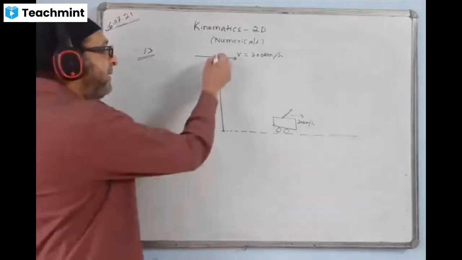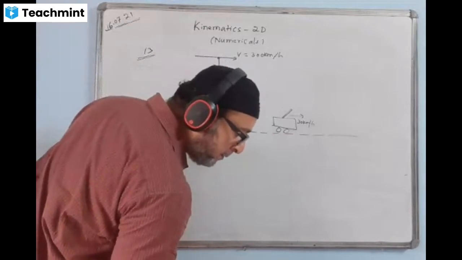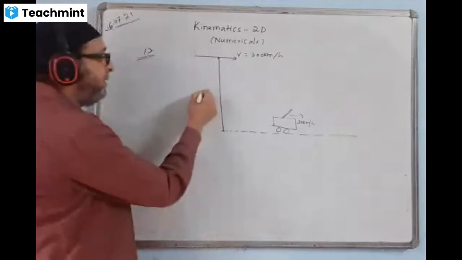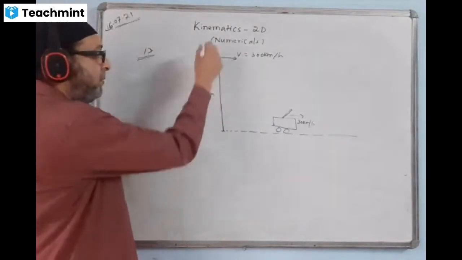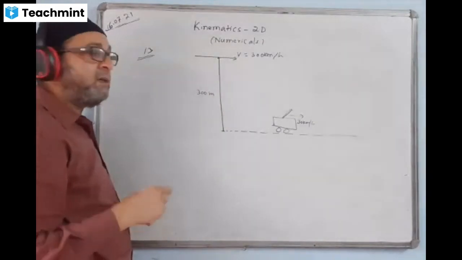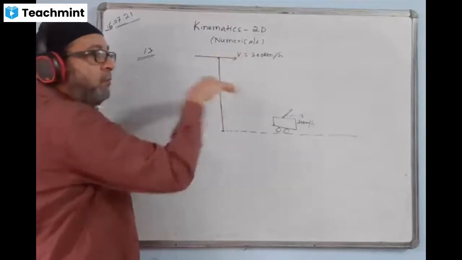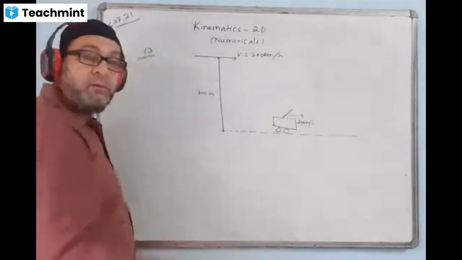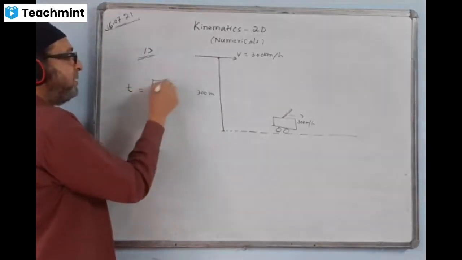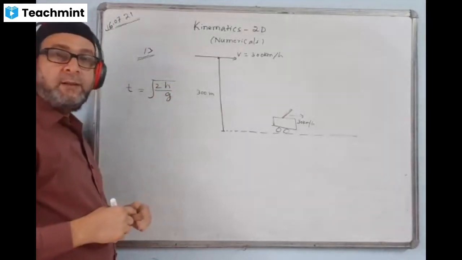Height is given here. What is the height given in the question? Pilot is flying at a height of 300 meter above the ground. First part of the question says find the time. Let us find the time of dropping the bomb. How much time will the bomb take to drop on the ground? Let us find the time of fall. Time formula we have, root 2h by g. Direct formula.